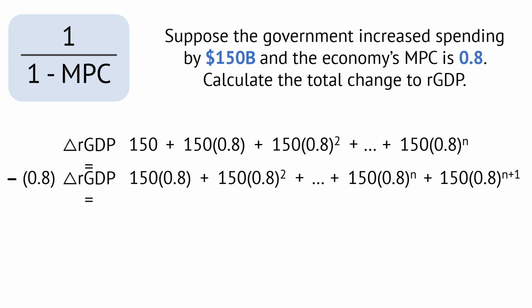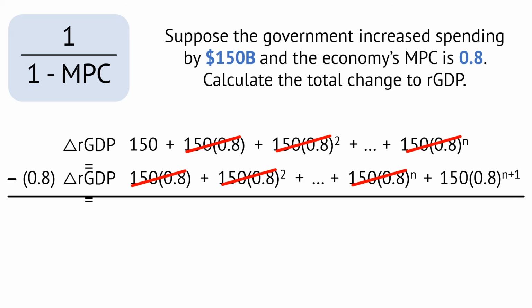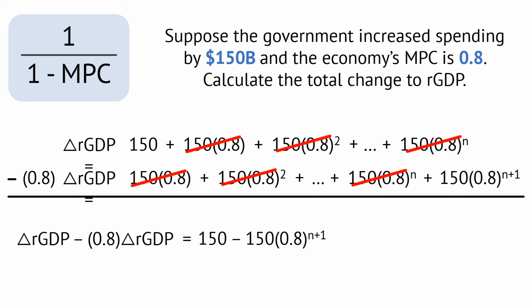But once again, things will start to cancel out. So those will cancel out, squaring the terms cancel out, raising it to the nth cancels out. And what that leaves us with is on the left side, change in GDP minus 0.8 times the change to GDP is equal to 150 minus 150 times 0.8 raised to the n plus 1 power.